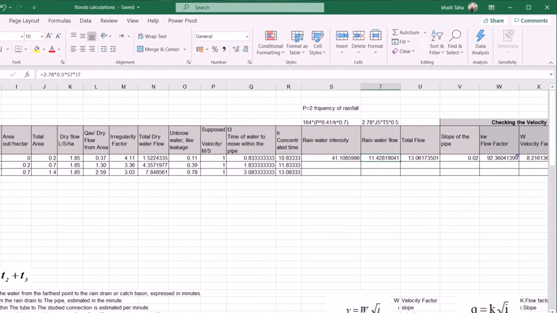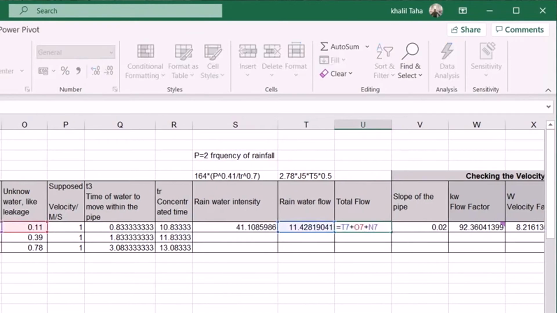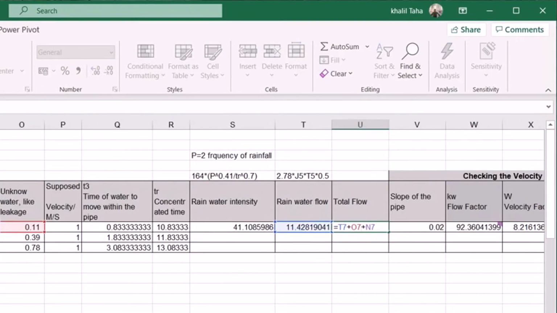The total flow will be like this. It will be the rainwater, the dry water, and the unknown water. The dry water, if in the future you want to use this pipe for dry water to discharge the wastewater or the gray water coming from the families living in that area, you can take it into consideration. And if you look, it is very small. It will not change the results, but you can check the pipes to check the velocity in the dry water to avoid the minimum velocity. Now we have the total flow. It is total dry water, unknown water, and the rainwater.